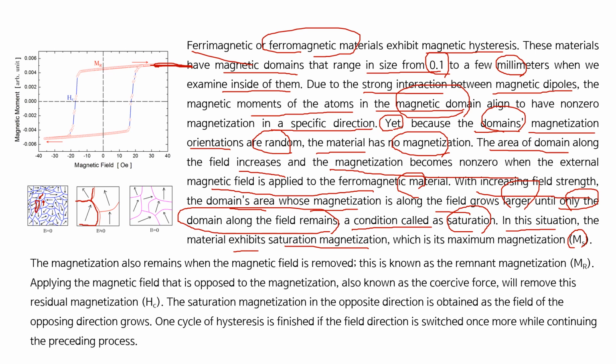So in this figure, still it's not saturated. If we use a larger magnetic field, then it will be saturated. The magnetization also remains when the magnetic field is removed. This is known as remnant magnetization.